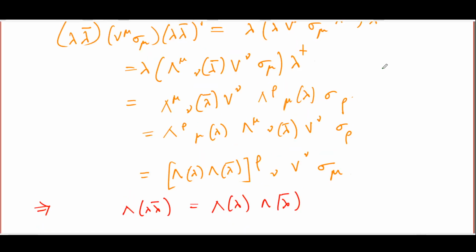Now you can easily show that the set of all 2 by 2 matrices M which satisfy the condition mod of determinant of M is 1 happen to form a group. And what we have just now shown is that the map small lambda goes to capital lambda of lambda is actually a homomorphism from this group to the Lorentz group. And this will help us go a long way towards understanding the structure of the Lorentz group.